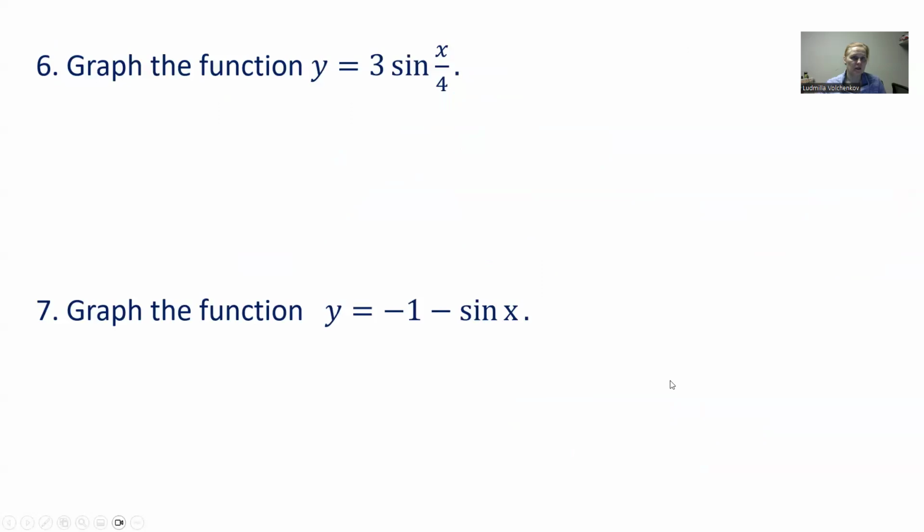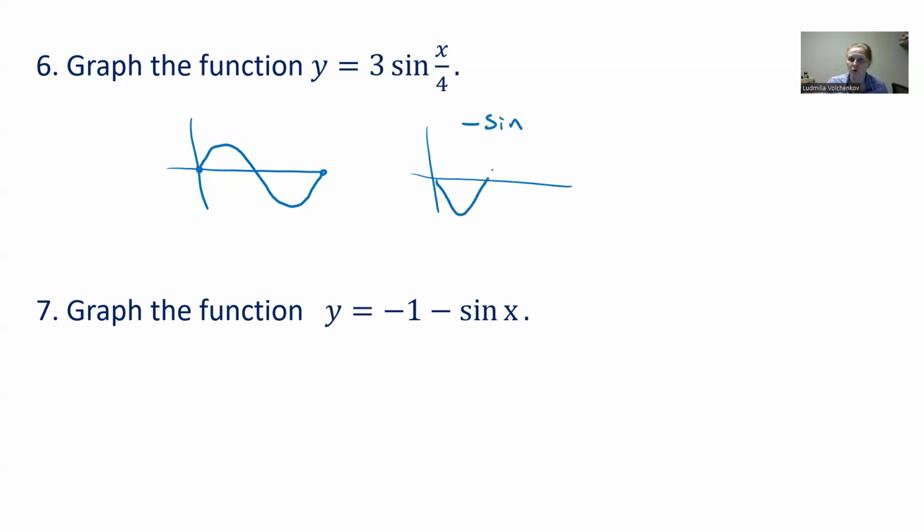Okay, next one. Graph the function y equals 3 sine x over 4. So first, a sine graph starts from the middle. So there is no vertical or horizontal shift here. So sine always starts from the middle and goes either up or down. If it's a positive sign, it goes up. If it's a negative sign, then it would go downward. But it always starts from the middle line.